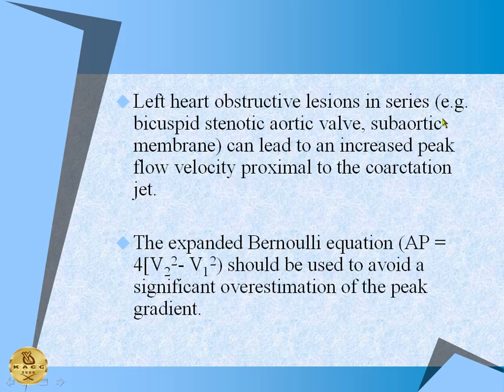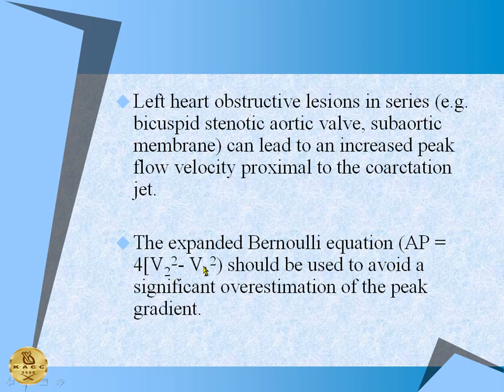Left heart obstructive lesions in series, like bicuspid aortic stenosis or subaortic membrane, can lead to an increased flow velocity proximal to coarctation. So in coarctation, another caveat, another problem: if you have obstructions before it, what will it do to your velocity in the obstruction? It will definitely increase it, because it's multiple areas of stenosis. Once you see that, then you have to be careful of what you call coarctation and how to grade it.